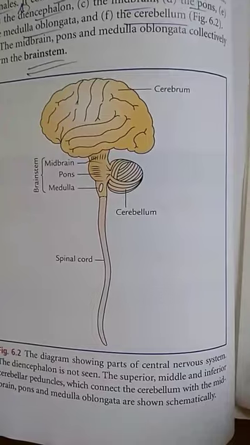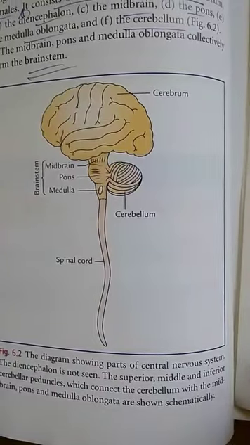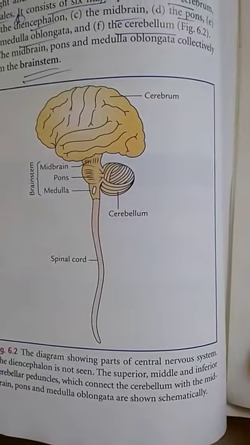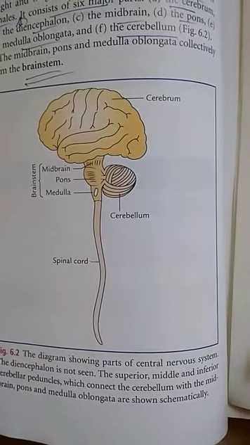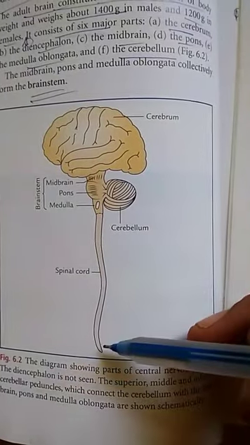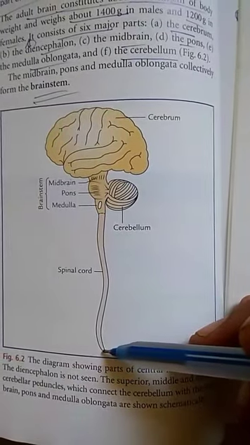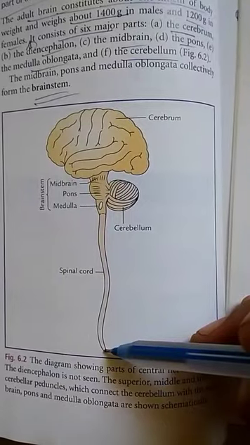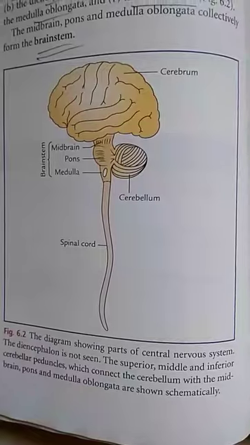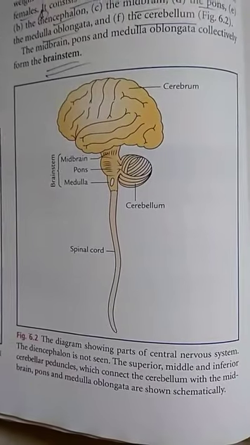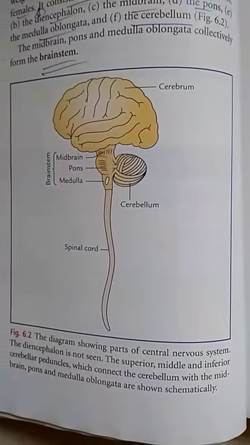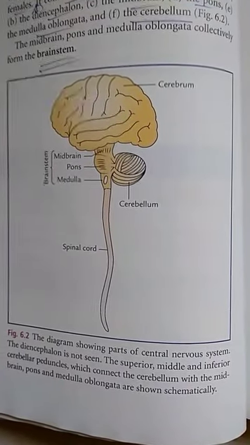The spinal cord extends from the upper border of the posterior arch of the first cervical vertebra up to the lower border of the L1 vertebra. The lower tapering end of the spinal cord is known as the conus medullaris. The function of the spinal cord is to execute simple reflexes as well as to transmit impulses to and from the brain.